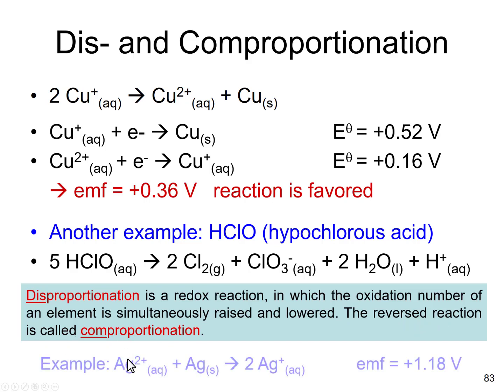Here is an example. We have 1 equivalent of silver 2+ reacting with 1 equivalent of elemental silver to form 2 equivalents of silver 1+. And this particular reaction has an EMF of positive 1.18 volt. And again, being positive means that this reaction is indeed favorable.